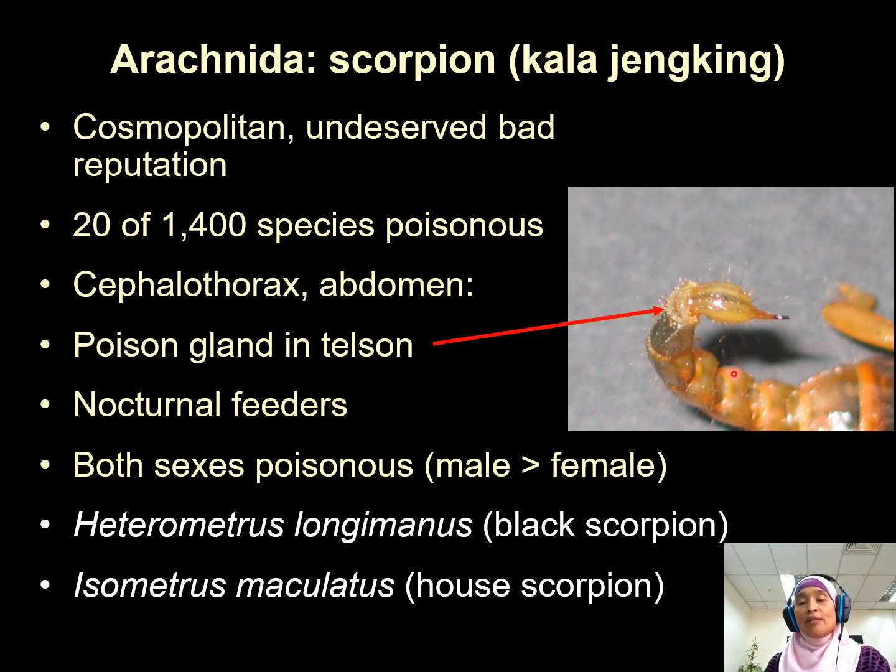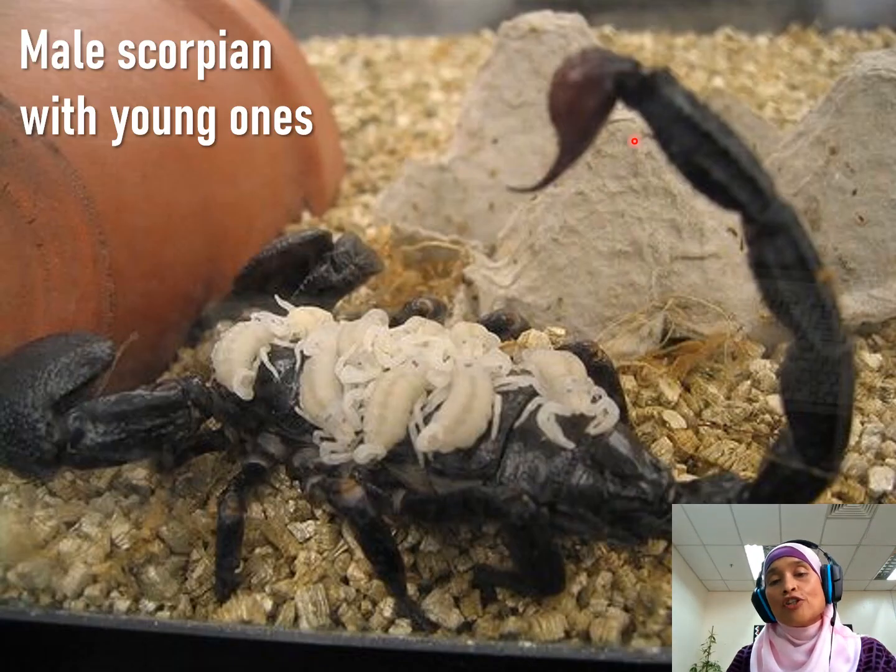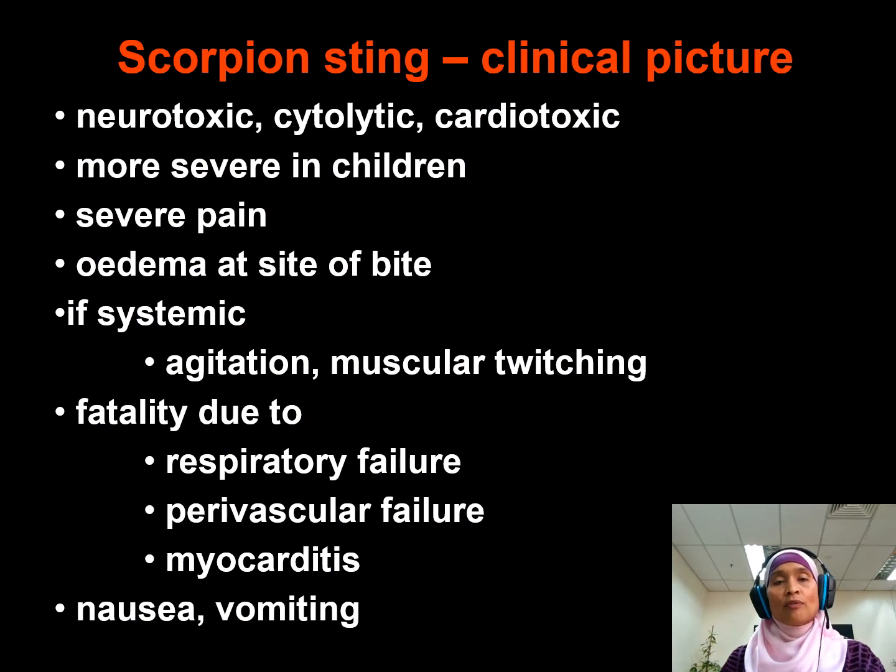Both male and female scorpions can produce poison, however, the male is more poisonous than the female. These are examples of scorpion genus and species that are poisonous. This slide shows the male scorpion with the babies or the young ones on its back. Venoms from a scorpion consist of neurotoxins, cytolytic toxins, and cardiotoxins. They can exist in a series of combinations.